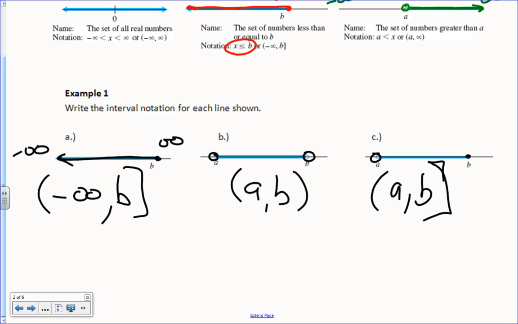Oof. Make yours better than that. That's like a half parenthesis, half bracket. I'm not sure what that is. That's like hedging your bet there. It's one of these two. Make sure you put a good bracket in there.